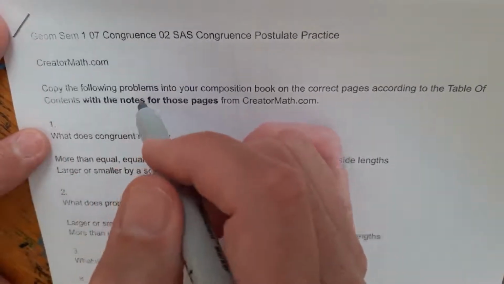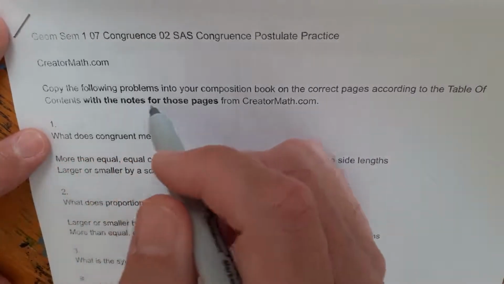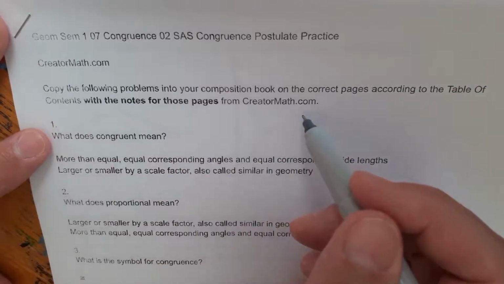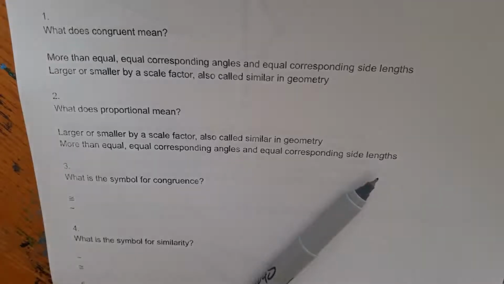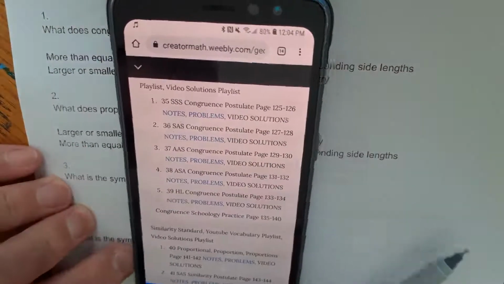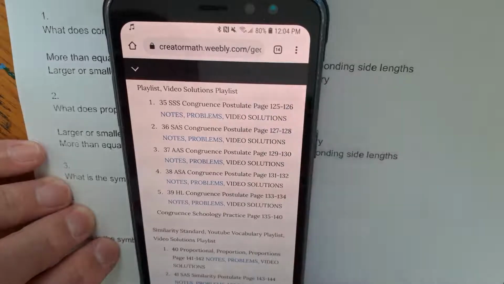The instructions are to copy the following problems into your composition book on the correct pages according to the table of contents, with the notes for those pages from creatormath.com. So before we get into the problem set, let's show the website and how to find those notes. This is the address, creatormath.weebly.com. Google that and hopefully you can find it.